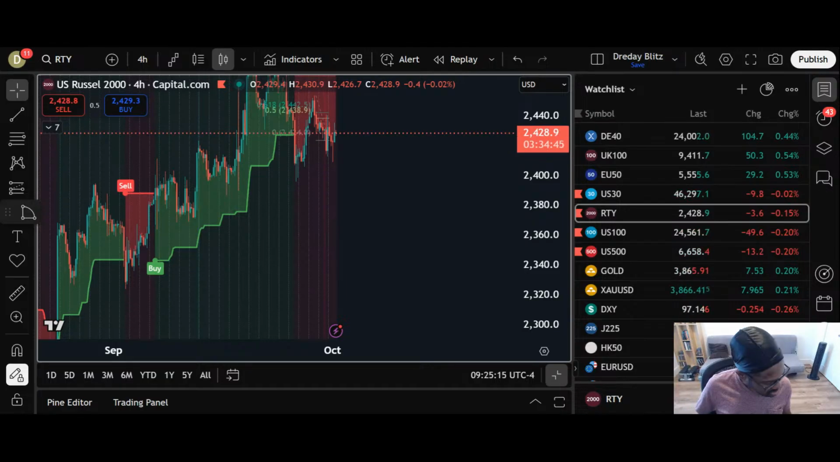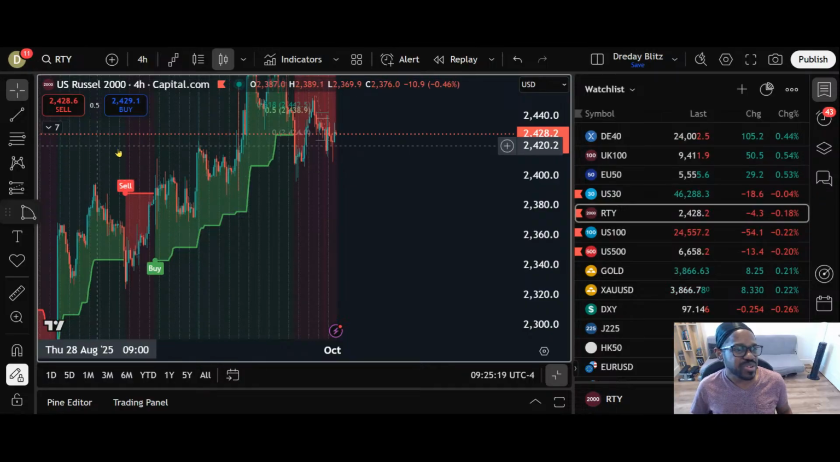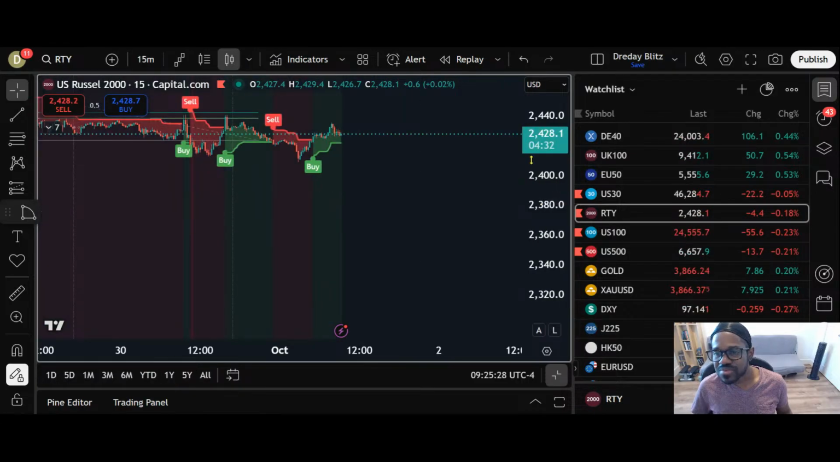All right, that's perfect. I'm just going to go back to the 15-minute chart so I can show you the other indicators before market open. We still have about 5 minutes left.